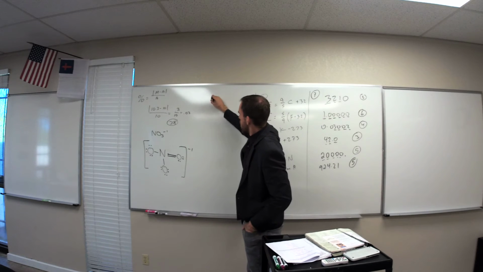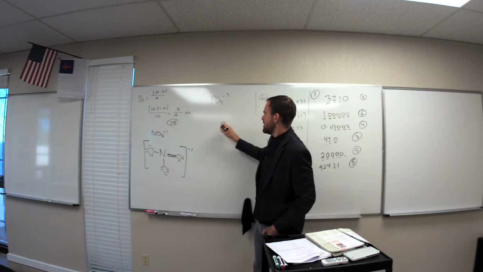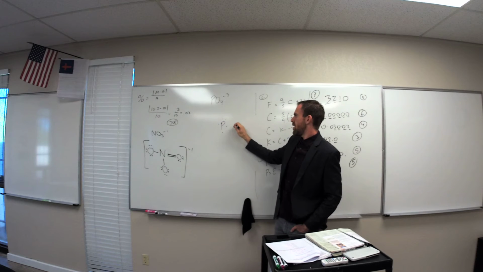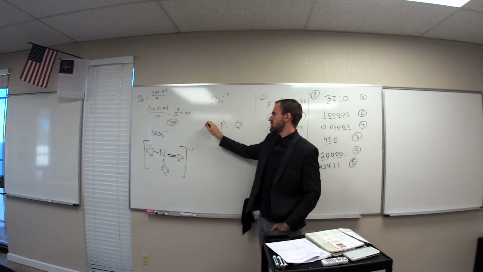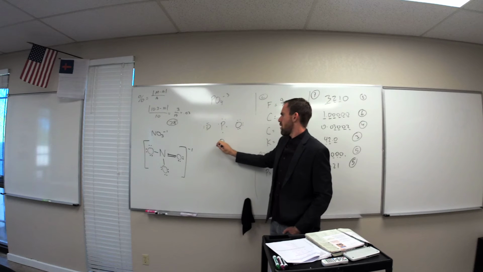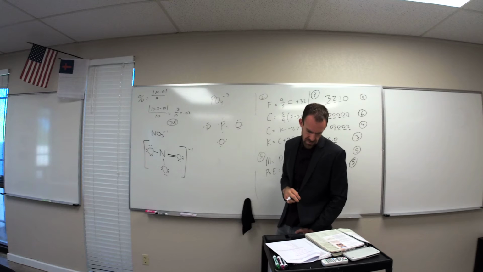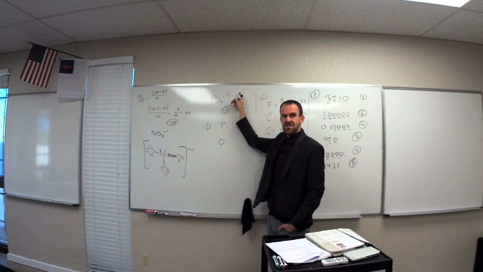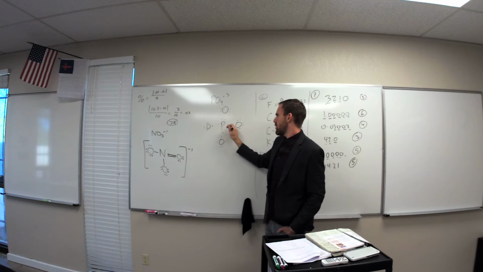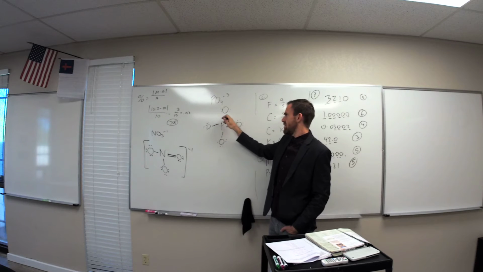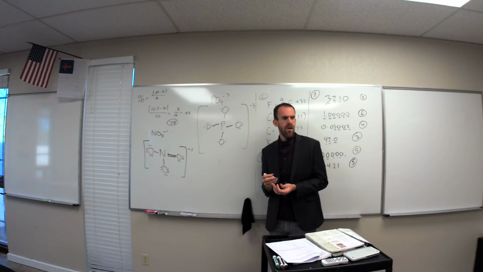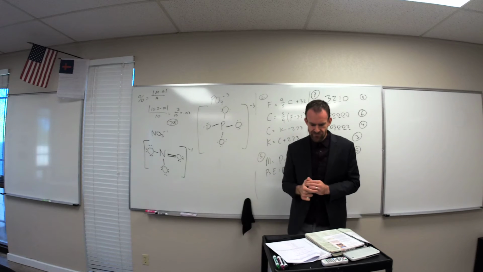Okay. Phosphate. Phosphorus has how many? 5. Oxygen. There's 4 oxygens. Now we're going to add these 3 electrons and connect the dots. Since we have 2 electrons, we can make this bond there. If you didn't put the little brackets, you lost a point.